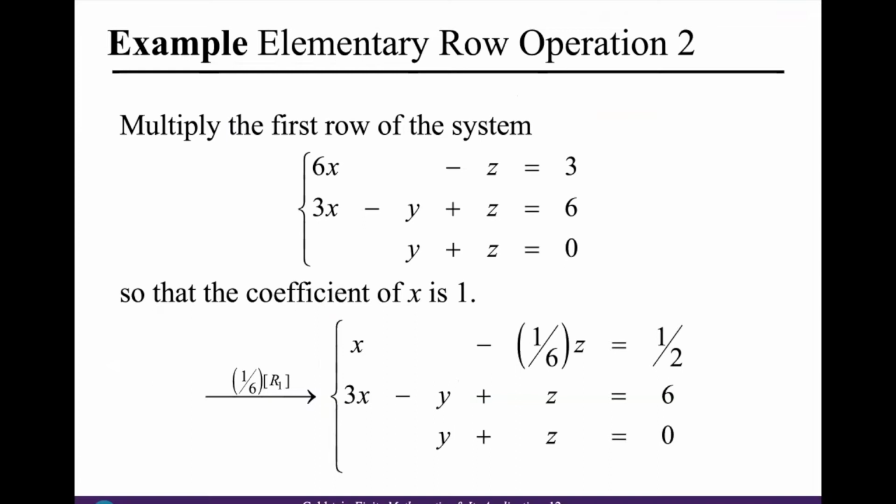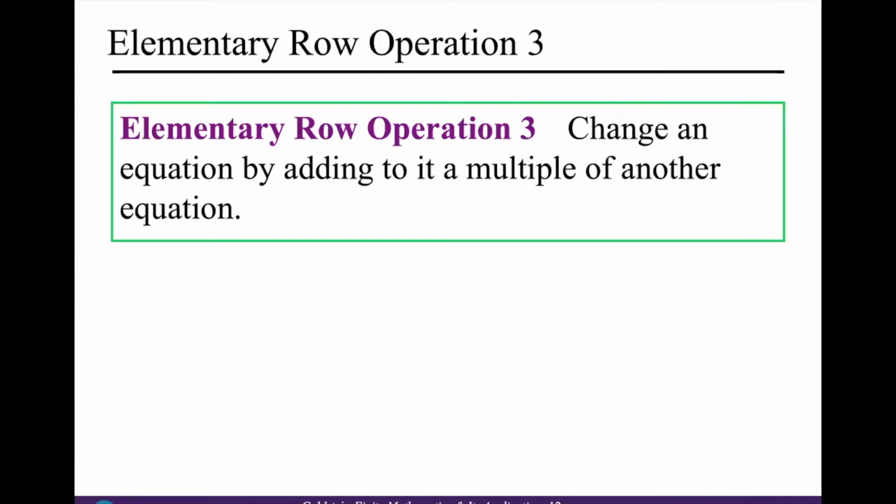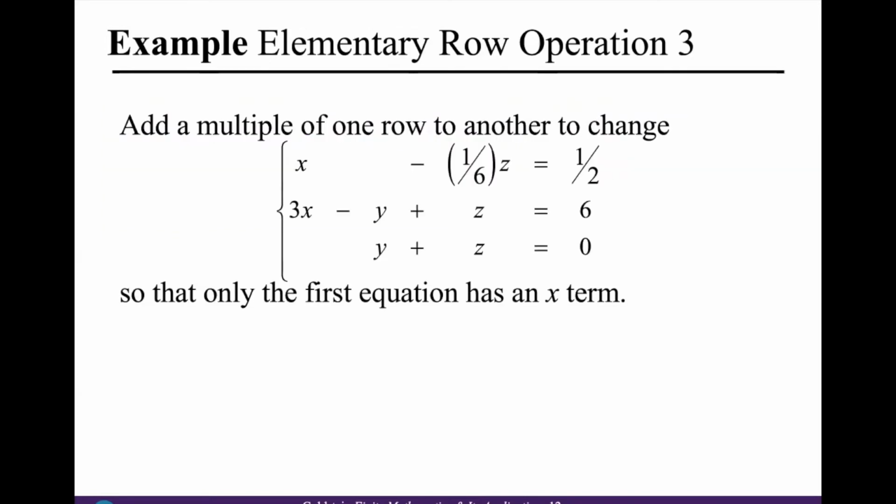I feel like this is the one we use the most. Elementary row operation number 3 is to change an equation by adding to it a multiple of another equation. This is how we eliminate certain variables from certain equations to make it look more like diagonal form. All right, so for example, let's go back to the system that we just ended up with. And what we're going to do in this example is add a multiple of one row to another to change that system so that only the first equation has an x term. In other words, we want to get rid of this 3x.